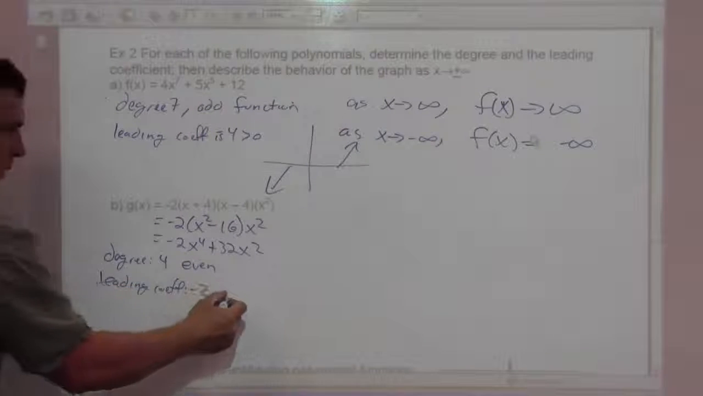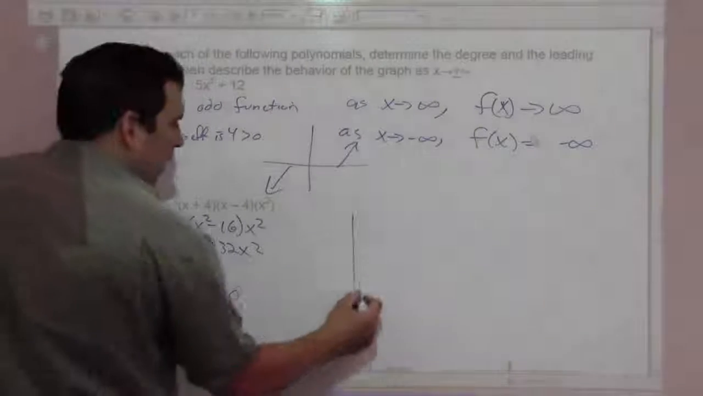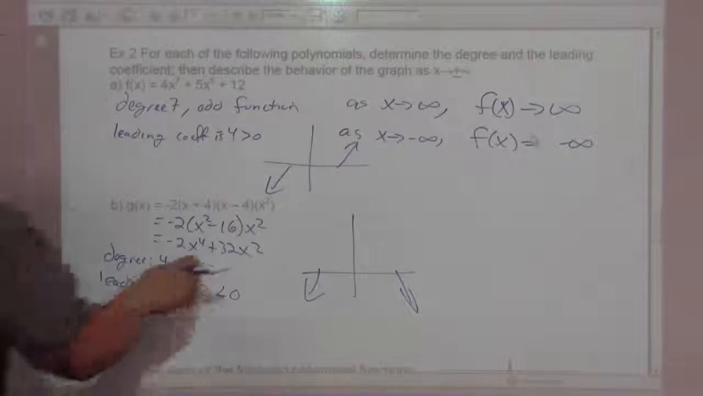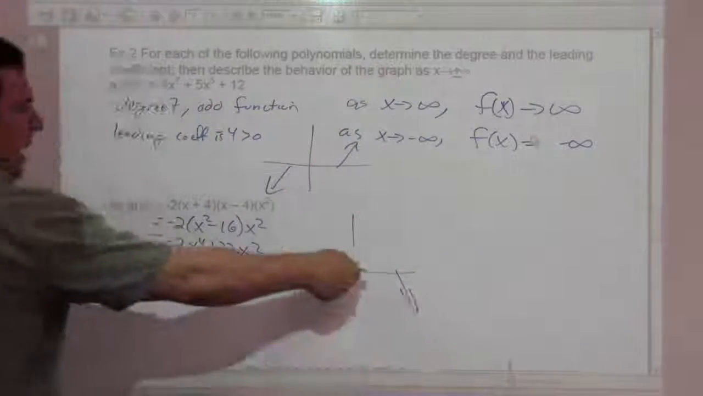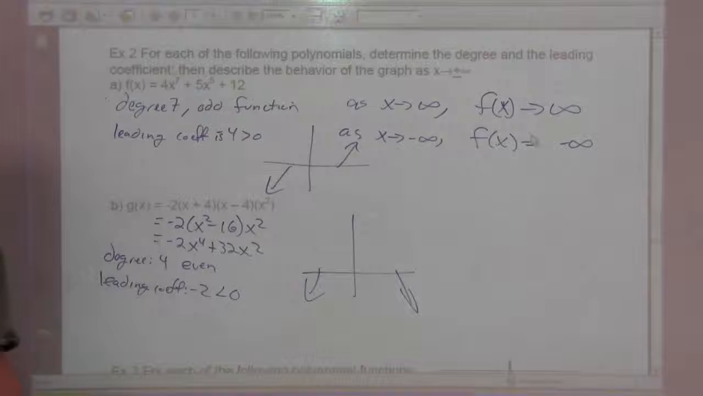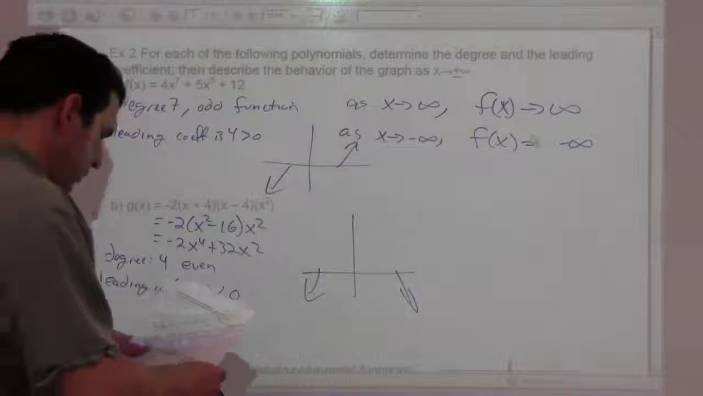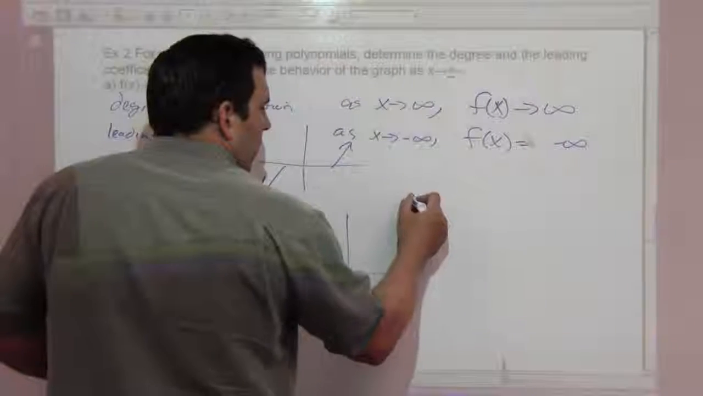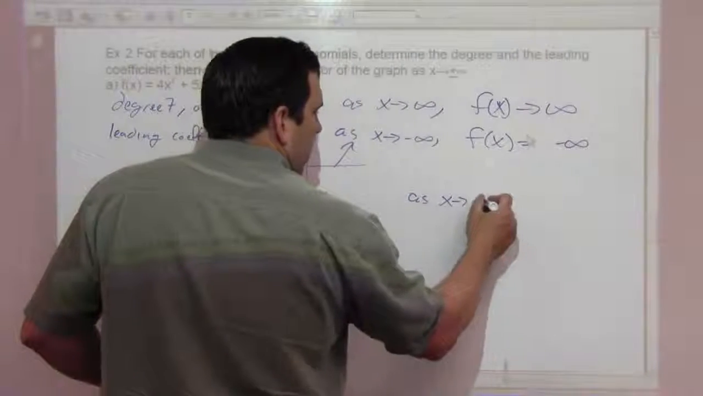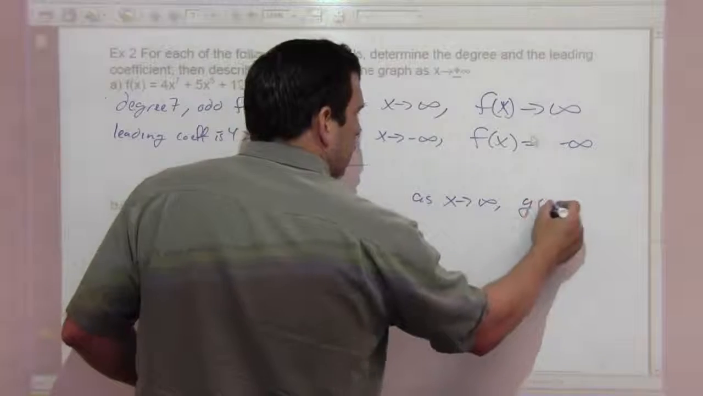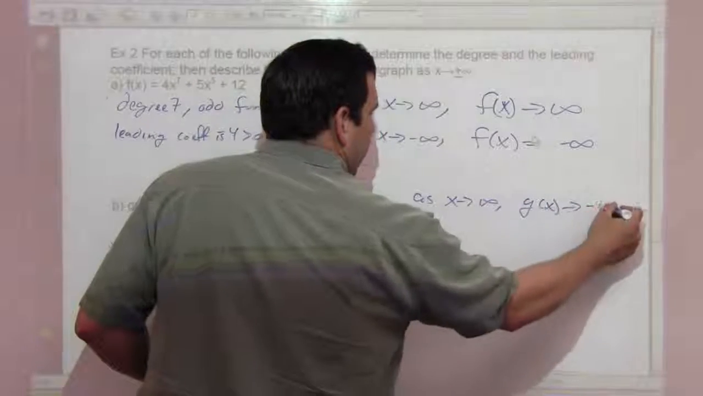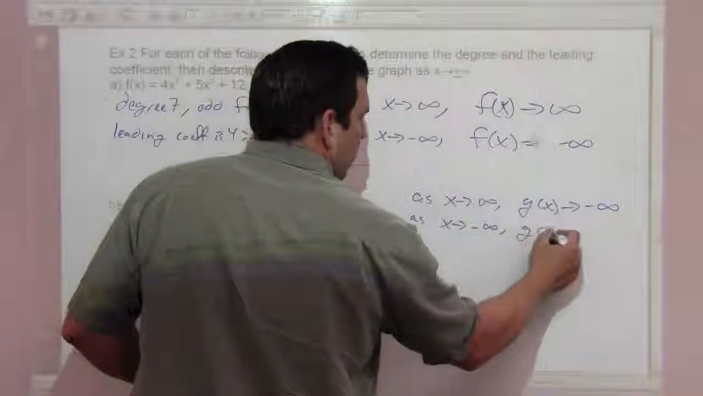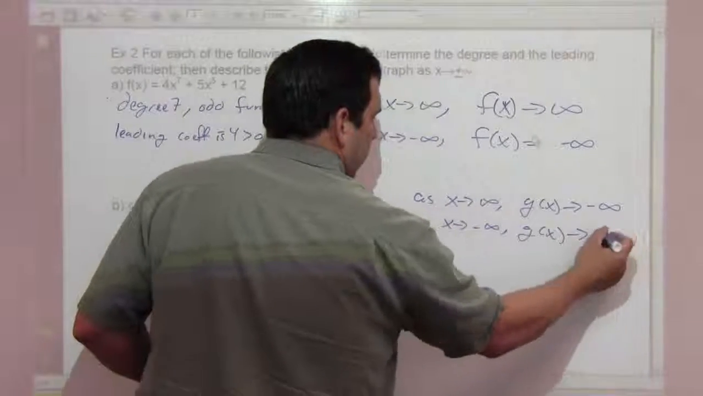Being a negative leading coefficient, we have something like this. It's going to be going down in both directions. As x goes to infinity, it's going to go to negative infinity. As x goes to negative infinity, it's going to go to negative infinity. So as x goes to infinity, g of x goes to negative infinity. As x goes to negative infinity, g of x will also go to negative infinity.